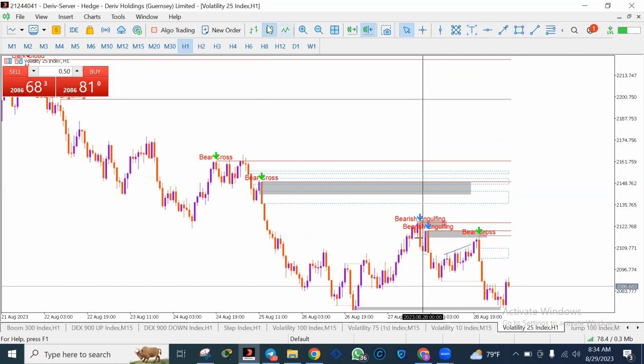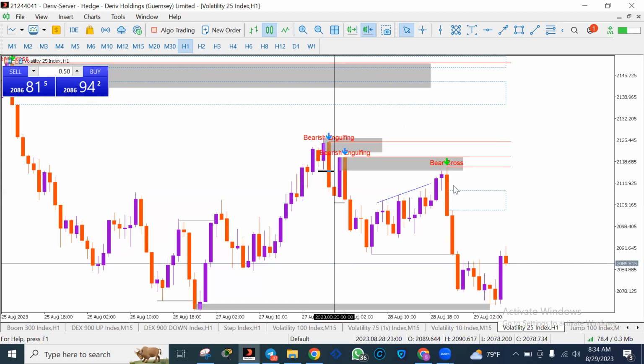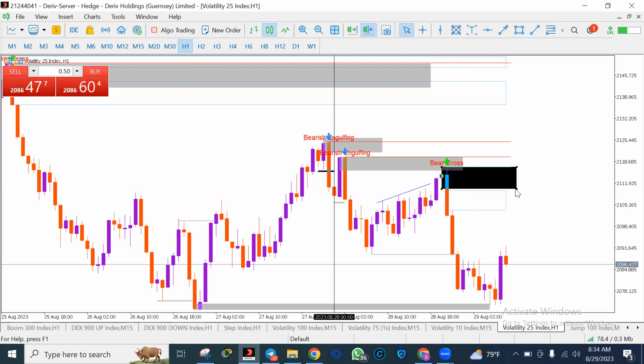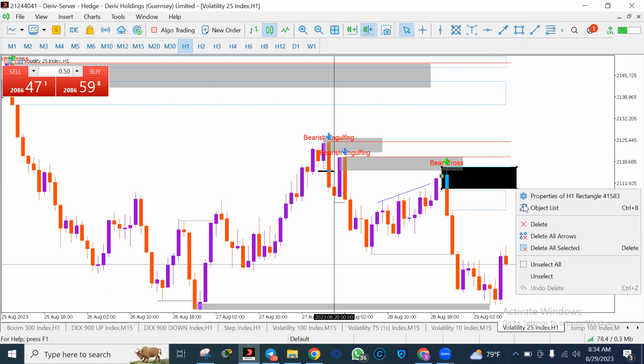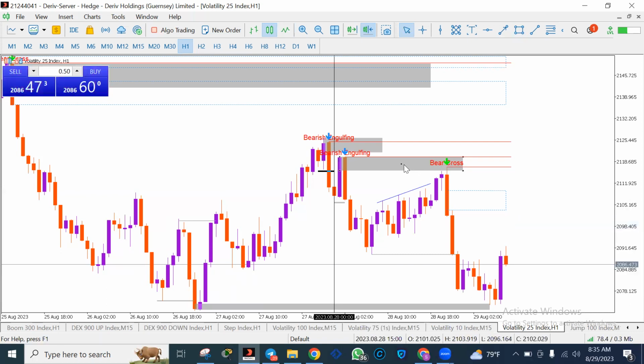So for today on volatility 25, we have a bearish cross, right? So let's do a practical example. So I'm going to mark the candles. Sorry. So I'm going to mark this.